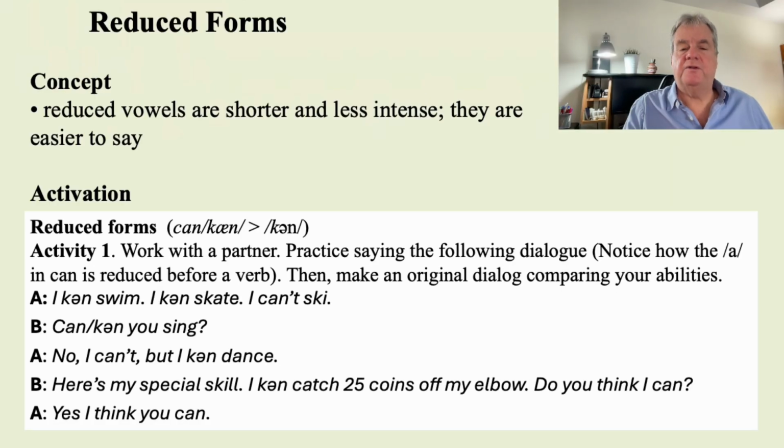Reduction is a feature of natural speech that supports the rhythms of stressed syllable timing. The most frequent reductions involve changing unstressed syllables to schwa, as in can becoming kun. For example, I can swim, I can skate, I can't ski. Can you sing? No, I can't, but I can dance.